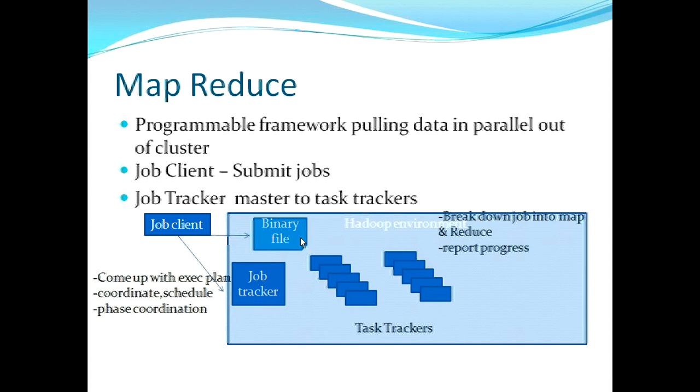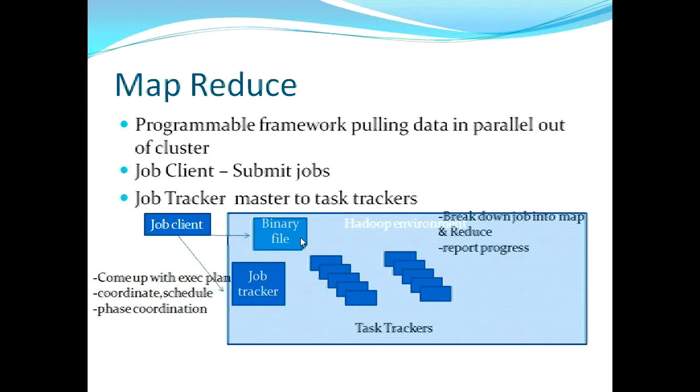So once again, for a clear picture: the job client submits the job. A job contains the compiled binary, which contains our map and reduce functions and some configuration information that will drive the job. The job tracker's responsibility is to come up with the execution plan. It coordinates and schedules jobs across the task trackers, and also does phase coordination.